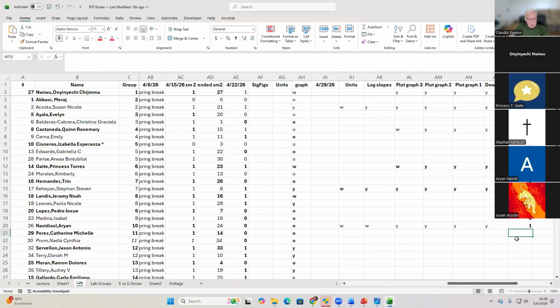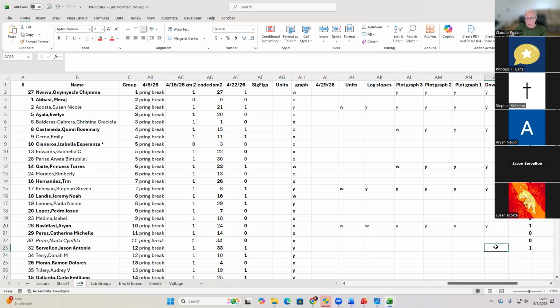I don't see Catherine Pettis here. Let's see. Next, Nadia. I don't see Nadia. Next, Jason. Okay, Jason is here. Hello, Jason. Hi, yes. Okay, did you download the spreadsheet? Yes, I downloaded the spreadsheet. Plot graph number 1. Yes, I plotted it. What about 2? I plotted that one as well. What about 3? I plotted that too.